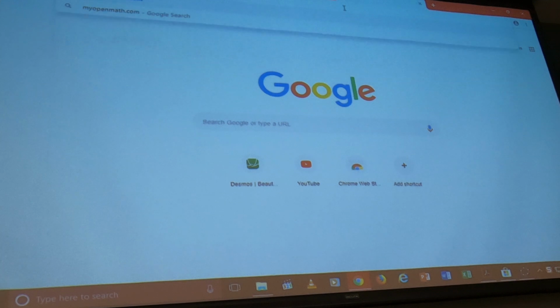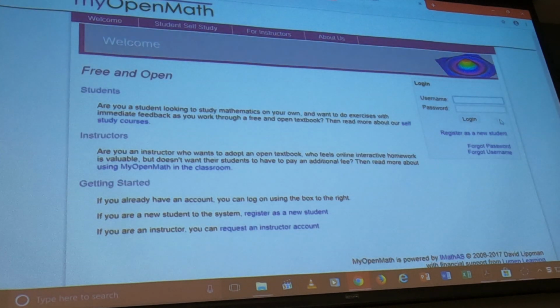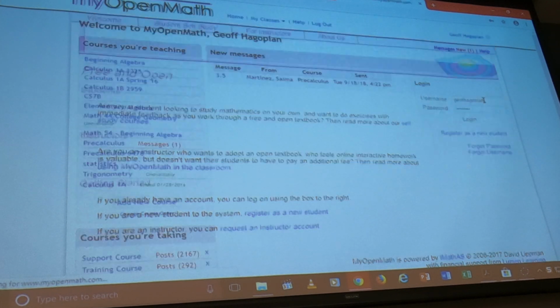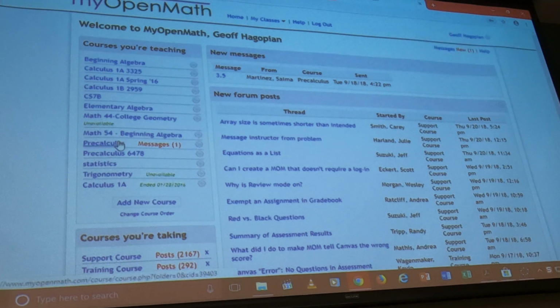MildlyMath.com. Click here, sign in. Keep saying read the message.